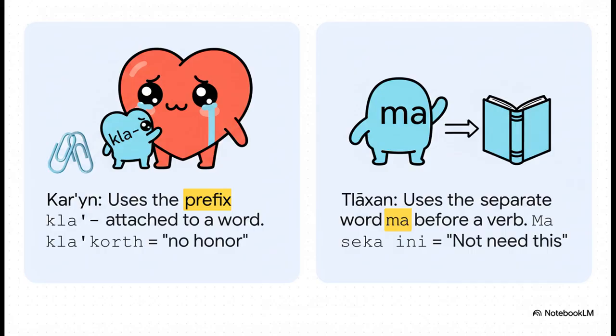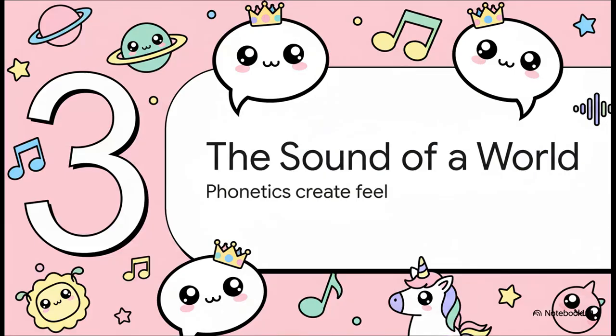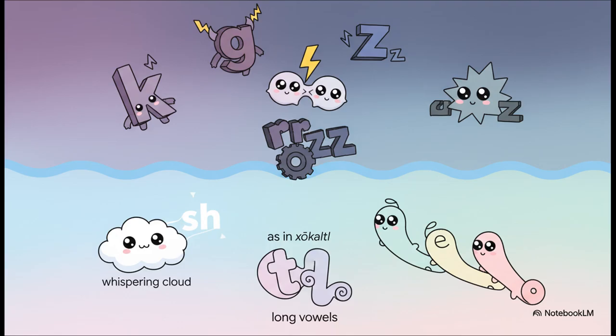All right, we've got sentence structure, we've got word building, but what about the vibe of the language, the personality? Well, that comes from the specific sounds you decide to use. This is called phonetics, and it's what gives a language its unique audio signature. Kar'yn is built on this palette of harsh, guttural sounds. Think k, g, z. That choice makes it sound a bit more pragmatic, maybe even militaristic.